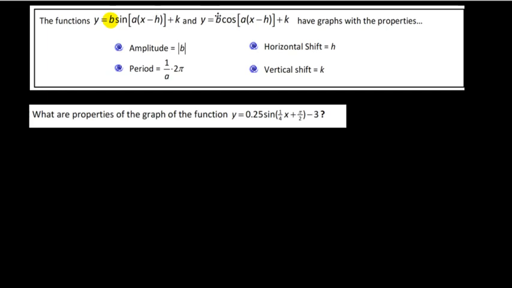So when we see a number out in front here multiplied, that's going to be our amplitude. Notice it says the absolute value of that is the amplitude. That's just a distance from the midline to the top or the midline to the bottom. If we see a number added on the end here, like a plus k, then that's going to be our vertical shift or our midline of the graph.